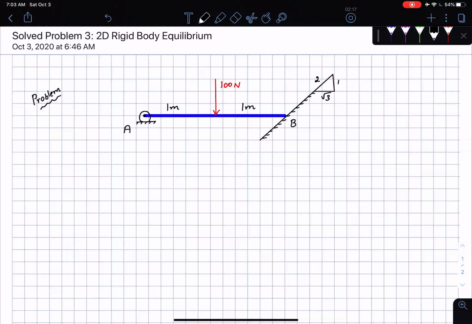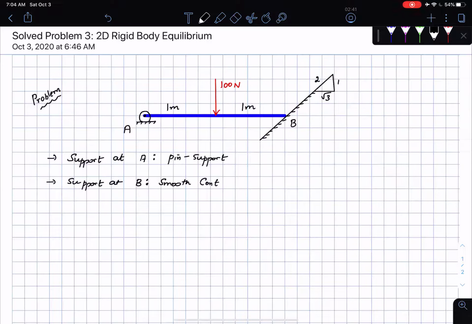Okay, so you're told that the support at A is a pin support. Then the support at B is a smooth contact, where smooth implies that there is no friction. Okay, and later on, when we actually get to problems on friction, you'll see how this can be handled.